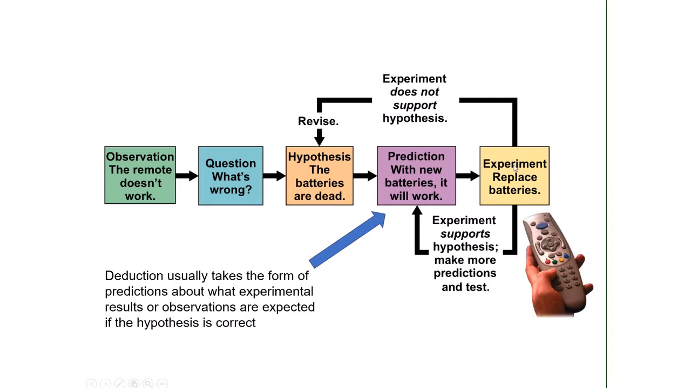Then you go on and do your experiment. You replace the batteries, and one of two things can happen. Either the remote starts working, that means you were right, and so you fixed the problem. And if changing the battery does not work, then that means your hypothesis was wrong, and you will have to revise your hypothesis and start again in this process. So here is a very simple, straightforward example of what the scientific method looks like. Of course, it's much more complicated when you're doing actual experiments, but in a nutshell, that's basically what it is.